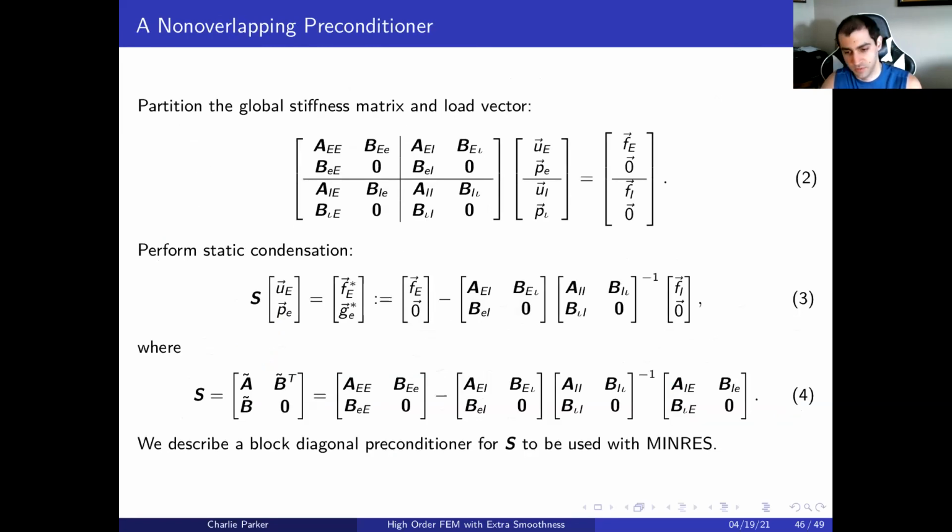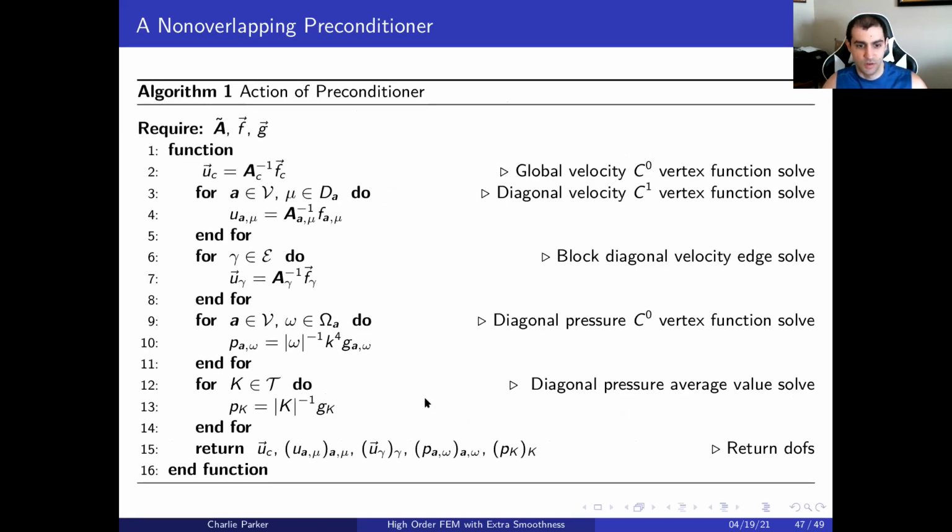Okay, so how do we develop a preconditioner for this to be used with MinRes? We first partition into interior and, quote unquote, exterior degrees of freedom, where the exterior ones are associated with the boundaries of the triangles. This is slightly different for the pressure, because in the pressure exterior functions you have to include the average value function. But anyway, then you perform static condensation, which, more explicitly than what I said before, means you are just taking the Schur complement here. We want a block diagonal preconditioner to be used with MinRes, and it's easiest to write it out like this instead of in matrix form.